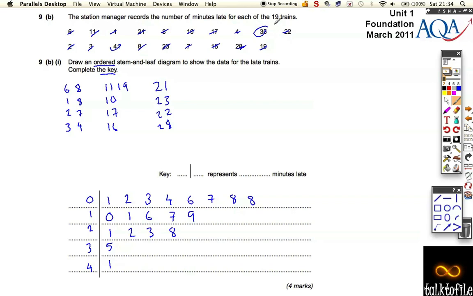Now to check, of these 19 trains, there should be 19 leaves, so let's count them. 1, 2, 3, 4, 5, 6, 7, 8, 9, 10, 11, 12, 13, 14, 15, 16, 17, 18, 19. That, all in order and neat, gets me 3 marks. But I must have a key, otherwise I lose the extra mark. So pick any number from your diagram. I choose 2, line 3, means 23 minutes late. Fourth mark. Let's move on.